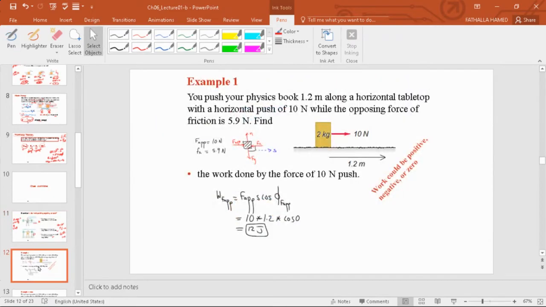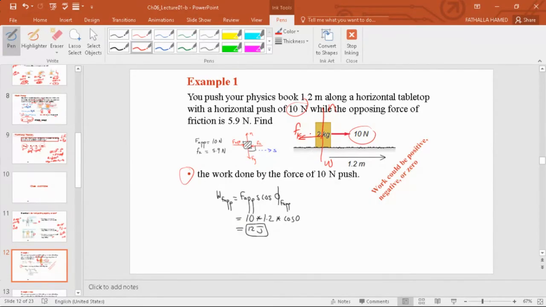Let's take an example here where we can work this out. You push your physics book 1.2 meters along a horizontal tabletop with a horizontal push of 10 Newton, while the opposing force of friction is 5.9 Newton. And they ask you, in the first case, find the work done by the force of 10 Newton push. So if you look, that's the applied force. The weight will be down, the normal force will be up, and friction, of course, will be opposing your motion.